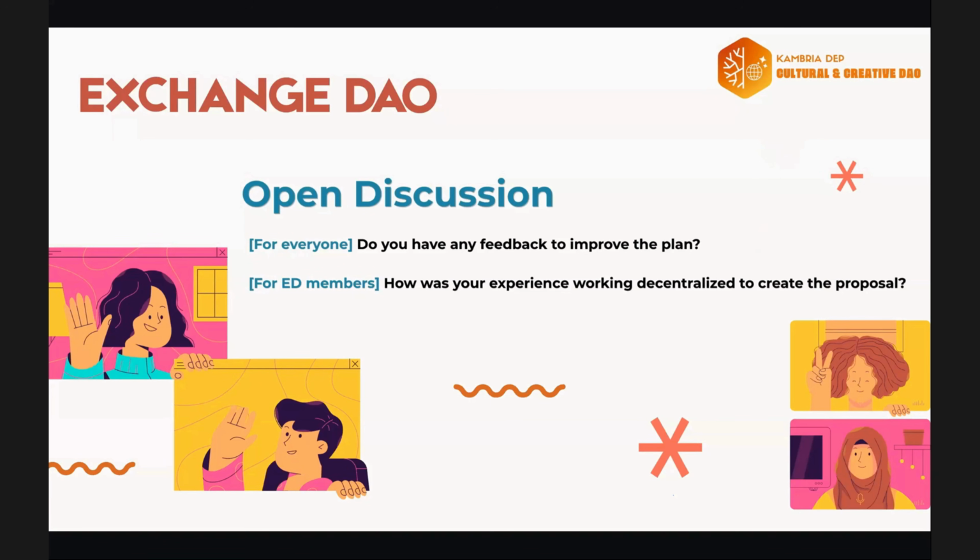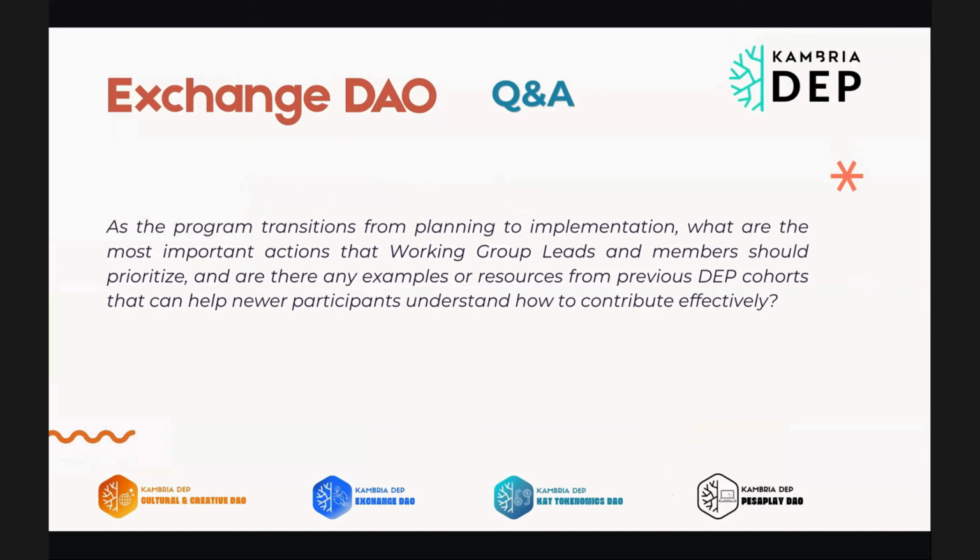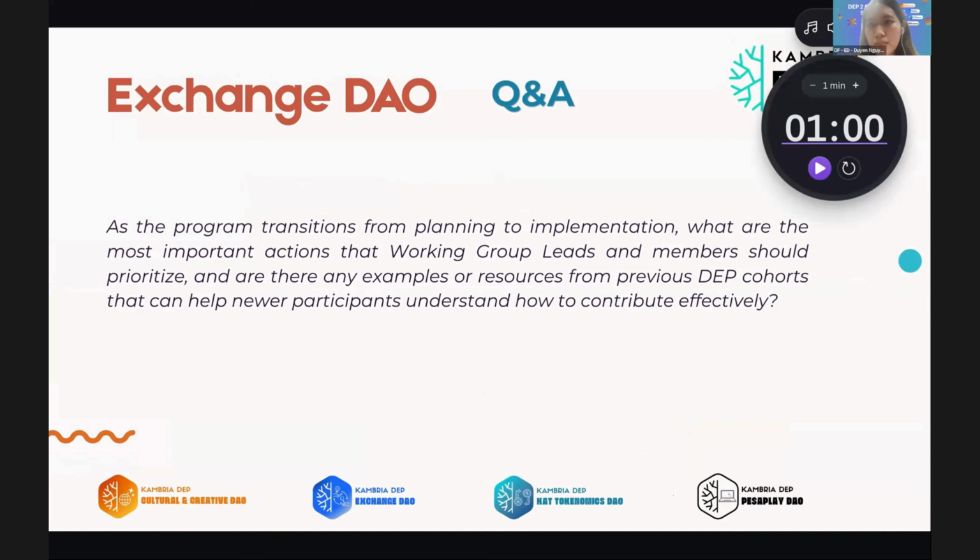Yeah, thank you so much, Okiki and Sebastian, for sharing your thoughts and suggestions. Now we have to select one question that may be valuable for all participants. Okay. So there is a question: as a program transitions from planning to implementation, what are the most important actions that working group leads and members should prioritize, and can you add any example or resources from previous dev cohort that can help newer participants understand how to contribute effectively?